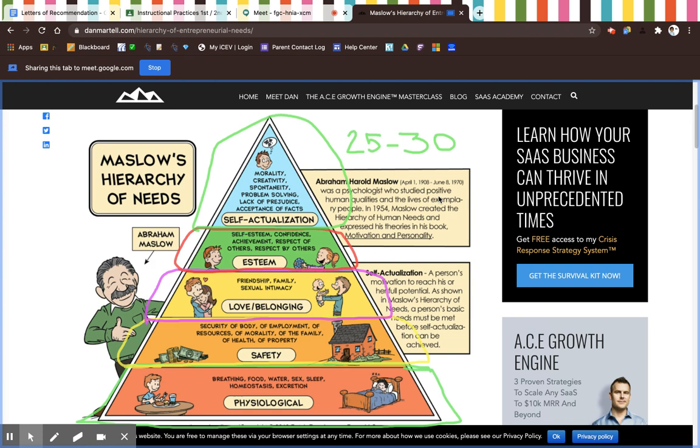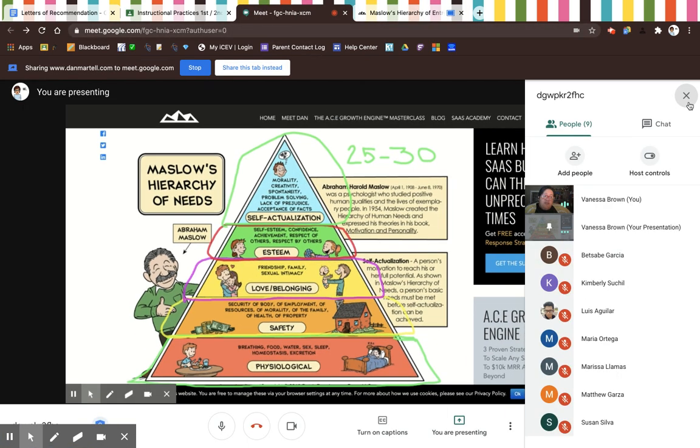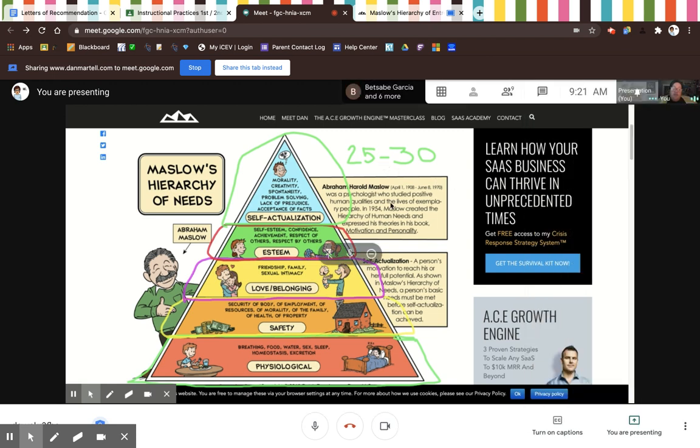Because I can tell you, and I've mentioned this before, the person I was in high school is not the person I was in college, is not the person I was 10 years ago. So you're going to be continuously adjusting these things. There may be times where your safety base gets weak and then you struggle with love and belonging, esteem and self-actualization. There might be times where your love and belonging gets weak, and that impacts your self-esteem. So this is not set one time and there forever.